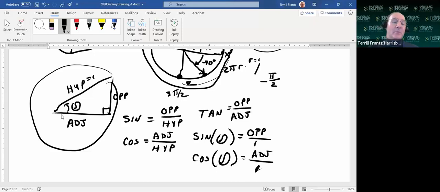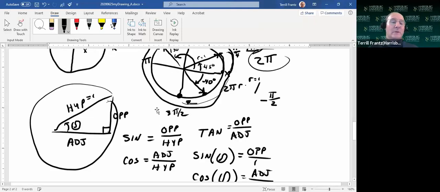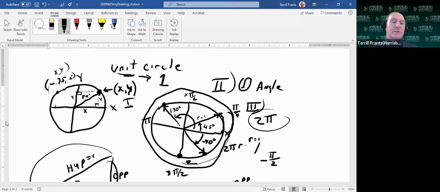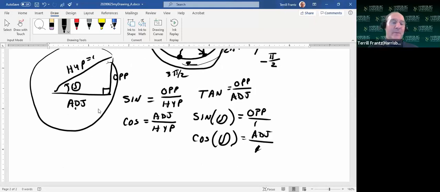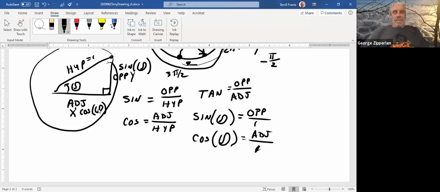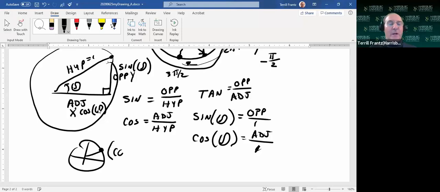So now look at what we did up here. Well, this here is X. This guy here is Y. You'll see this a lot, where this is the cosine, and this is the sine. So this point in the circle is referred to quite often as the cosine of theta, comma, the sine of theta. It's nothing more, my friends, than X and Y.